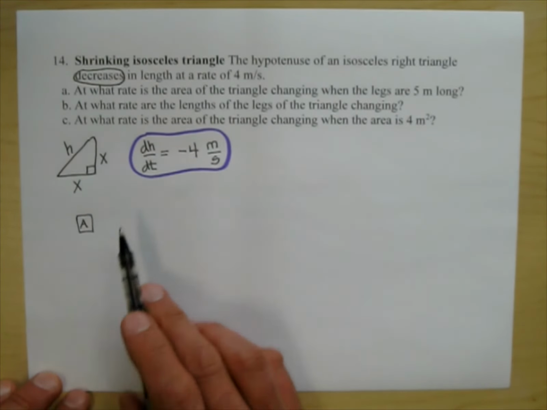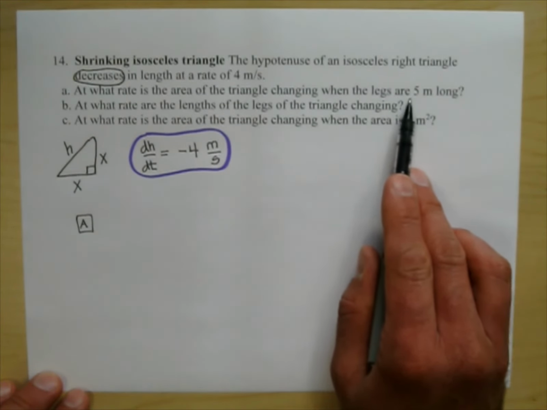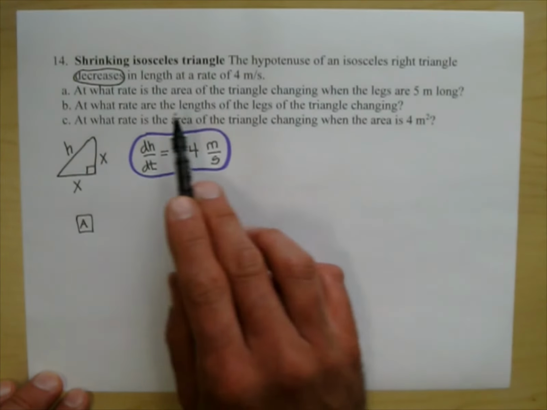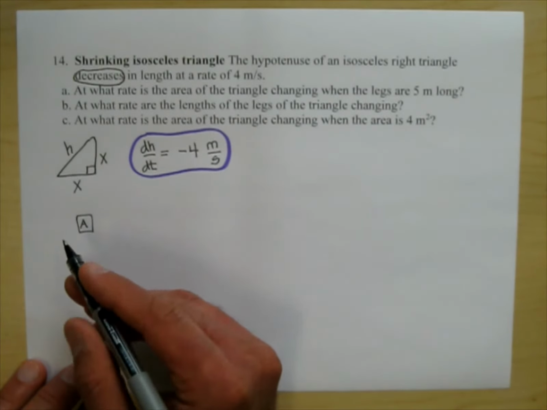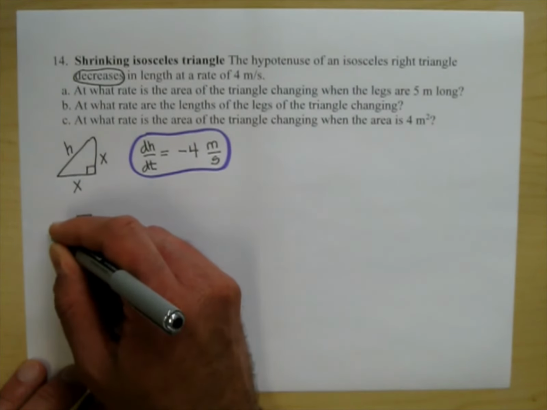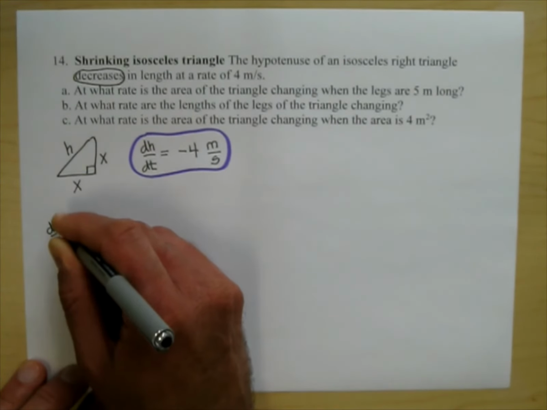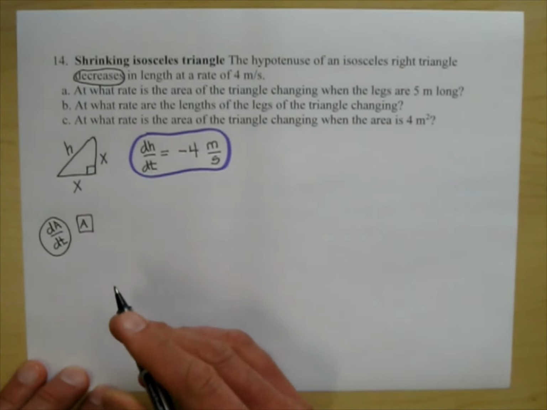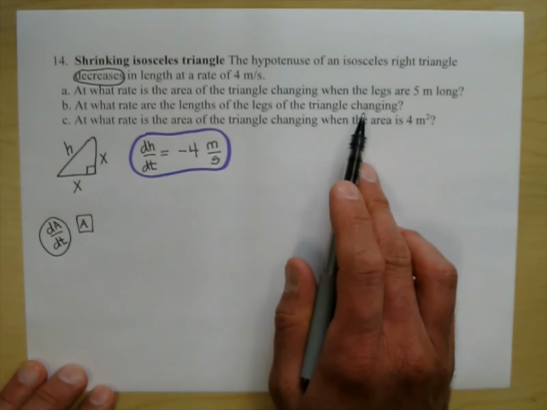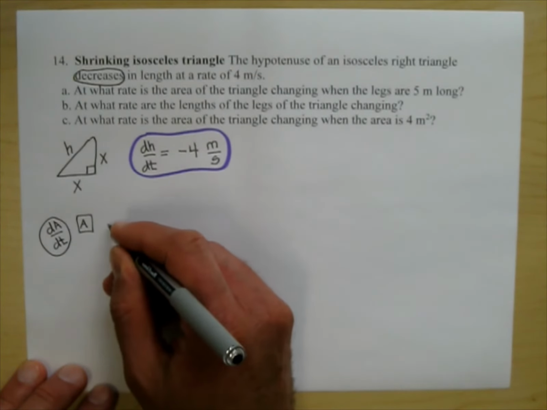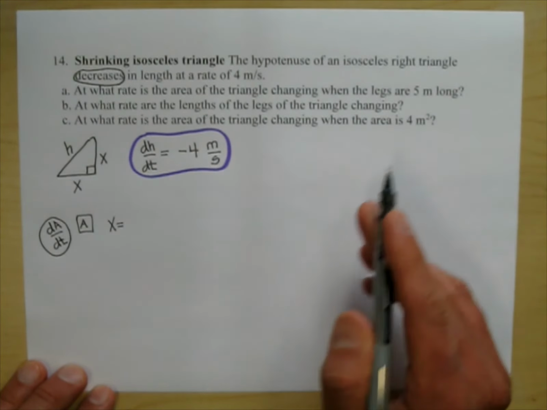Part A says, at what rate is the area of the triangle changing when the legs are 5 meters long? So they want to know the rate, at what rate the area is changing. So the area we'll call A. What they're trying to figure out is dA/dt. So there's my goal right there. And this has area in it, and we should also mention that the legs measure in part A 5 meters.